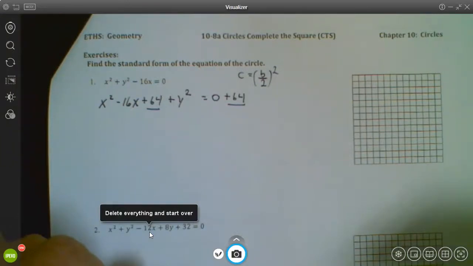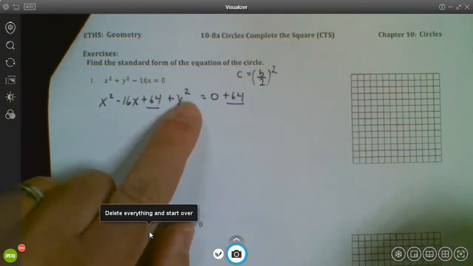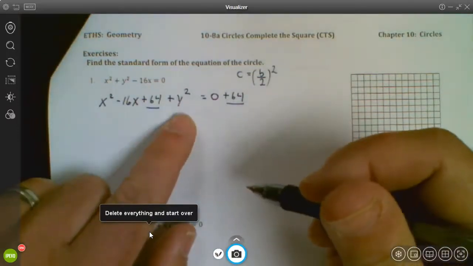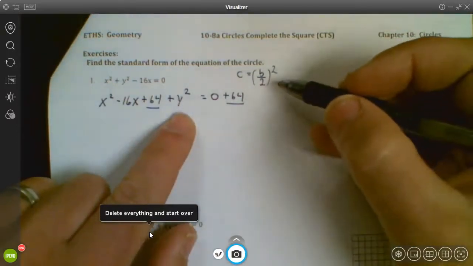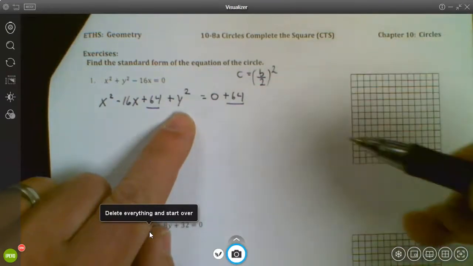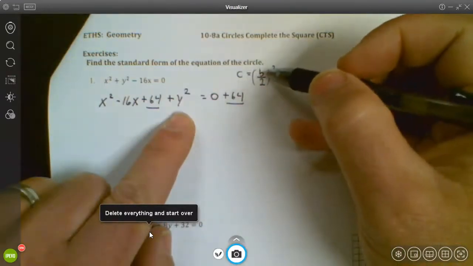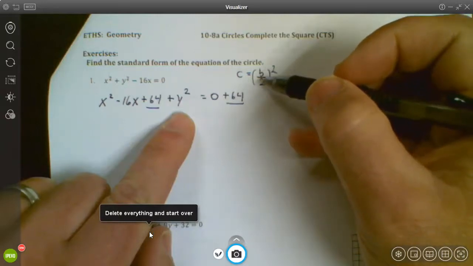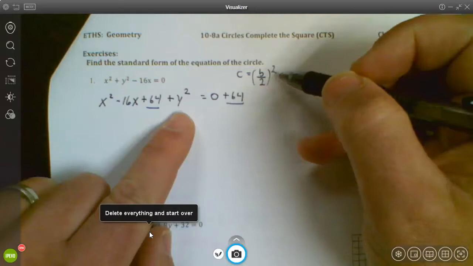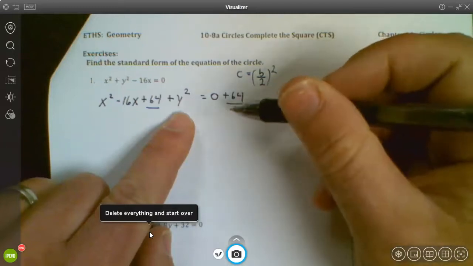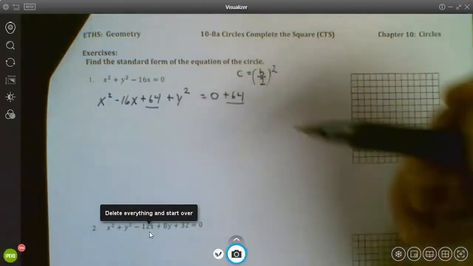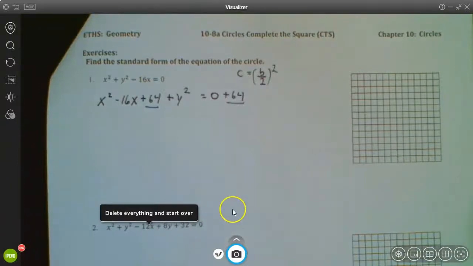So what about that y value? Notice it's just y squared. There's no b value. So what do we do with that if there's no b value? Well, if you just think of it in terms of the formula for a minute, if I put a 0 right there because there's no b value, well, 0 divided by 2 is still 0, and 0 squared is still 0. So what they're telling me is it's already a perfect square. I don't need to add anything to this. Okay, it's already a perfect square.